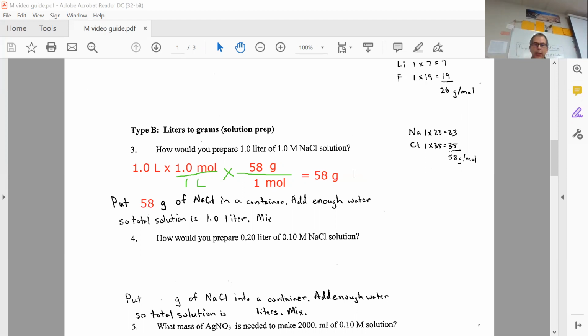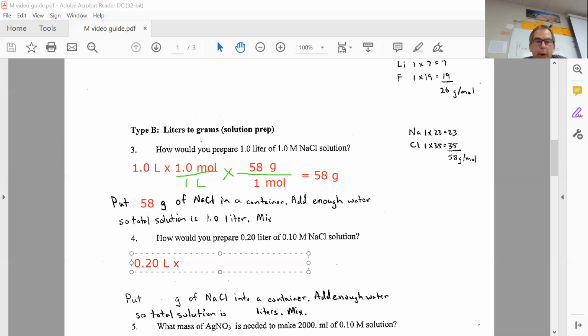So how does this work if I'm trying to make 0.2 liters of 0.1 molarity solution? Right away, I'm thinking I'm making less of it and I'm making a weaker concentration. So I'm probably going to use less salt. Okay, I'm going to follow the same format. It looks like I just have to multiply all these things together, but instead of 1 liter, I had here, I'm going to use 0.20 liters. So I'll say 0.20 liters.